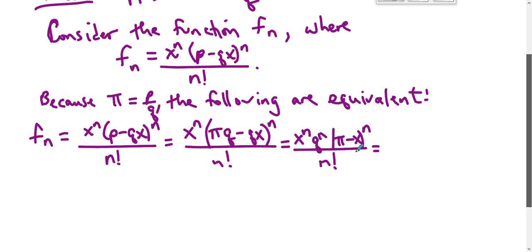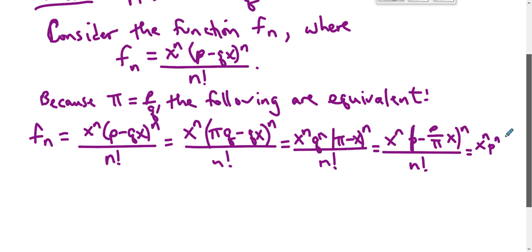Or we could recognize that q is p over pi, and we can suck that p right out of there: (1 minus x over pi) to the n over n factorial. All of those are the same, all of those are equivalent. You can confirm all of that. Oh, golly, that is just hideous. Okay.